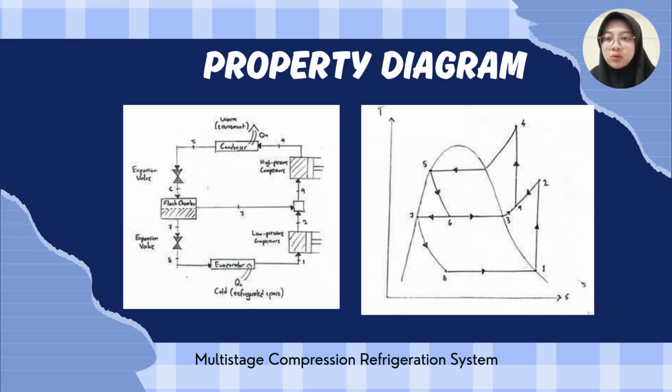From 4 to 5. Pressure drop in the condenser. From 5 to 6. Irreversibility in the expansion device. From 6 to 1. Pressure drop in the evaporator.